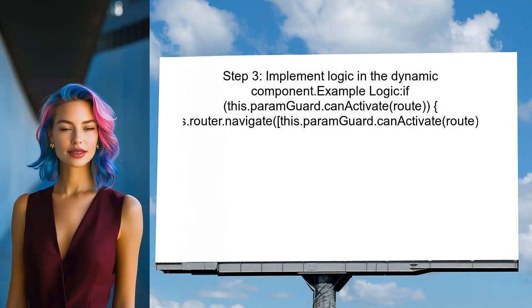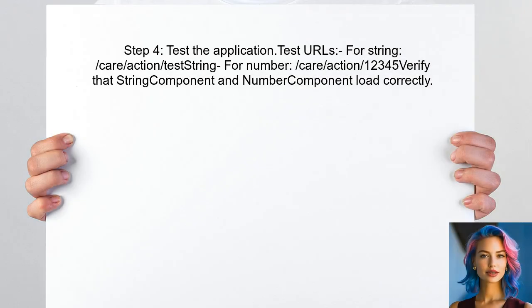After setting up the guard, the user should implement the logic in the dynamic component to load either the string component or number component based on the guard's output. Finally, the user should test the application by navigating to the defined route with both string and number parameters to ensure that the correct components are loaded.